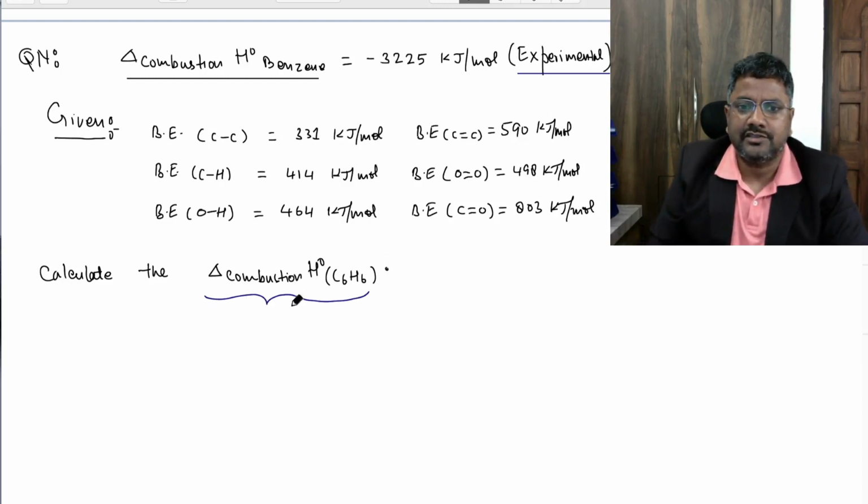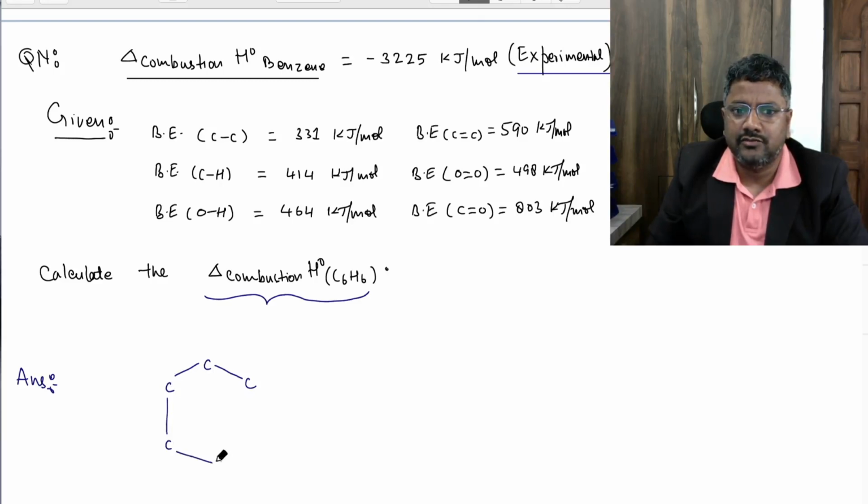So first you have to make the combustion equation for this. Simple. So benzene, don't write C6H6, you should write the proper structure for benzene, because you are going to use the bond energy data.